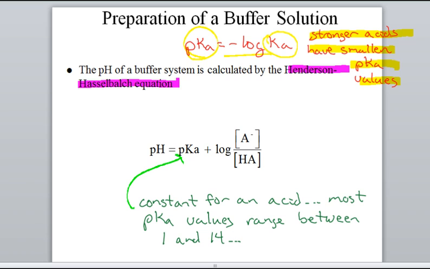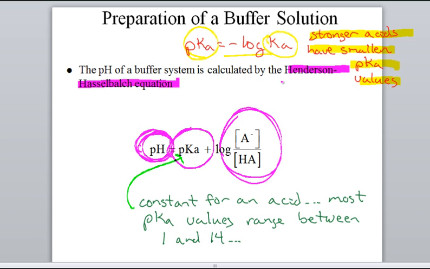You can make a buffered solution at any pH you want. But the first thing you need to do is look at an acid and pick an acid whose pKa value is close to the pH that you want to buffer at. So that's the first thing you do. To fine-tune the pH you want to get to, you just change the ratio of those two concentrations.